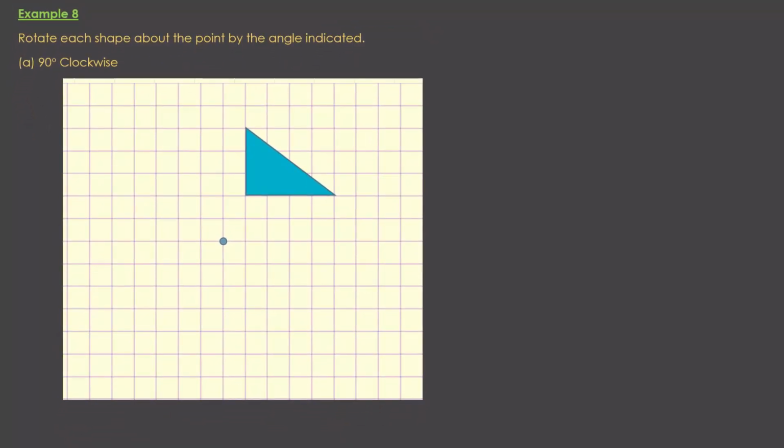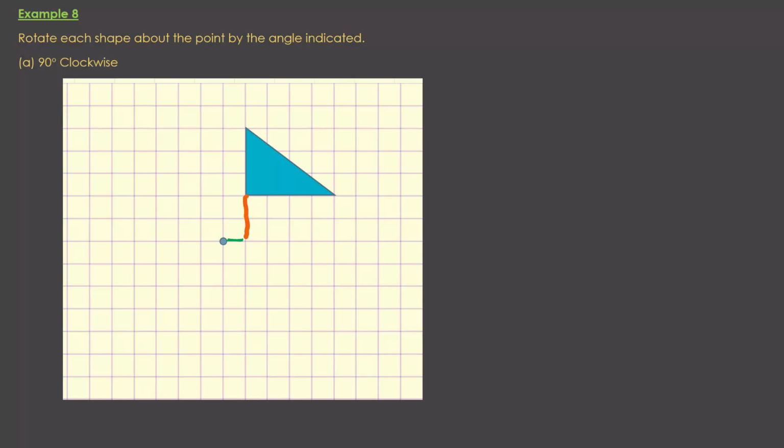Rotate each shape about the point by the angle indicated. So we can see the blue point just here, and we want to go 90 degrees clockwise around that. Now, in year 7, we did a lot of work with how to do this with tracing paper. I'm going to do this without tracing paper. So what I'm going to do is form an L shape like so, and then rotate that L shape 90 degrees clockwise.